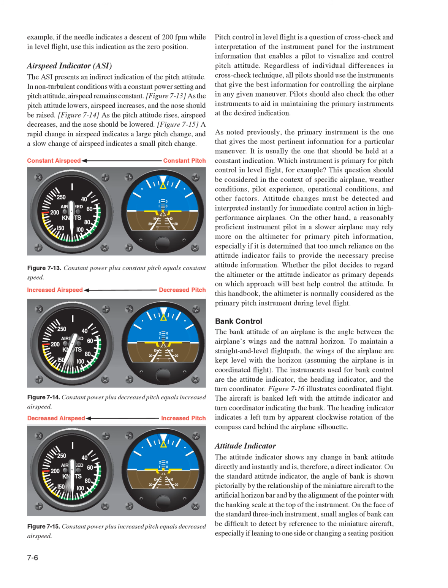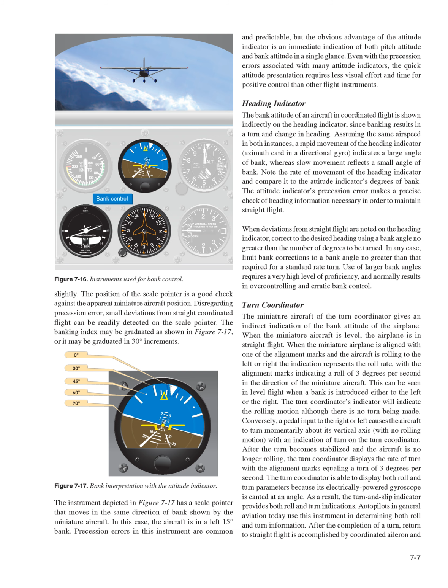On the standard attitude indicator, the angle of bank is shown pictorially by the relationship of the miniature aircraft to the artificial horizon bar and by the alignment of the pointer with the banking scale at the top of the instrument. On the face of the standard 3-inch instrument, small angles of bank can be difficult to detect by reference to the miniature aircraft, especially if leaning to one side or changing a seating position. Precession error. Small deviations from straight coordinated flight can be readily detected on the scale pointer.